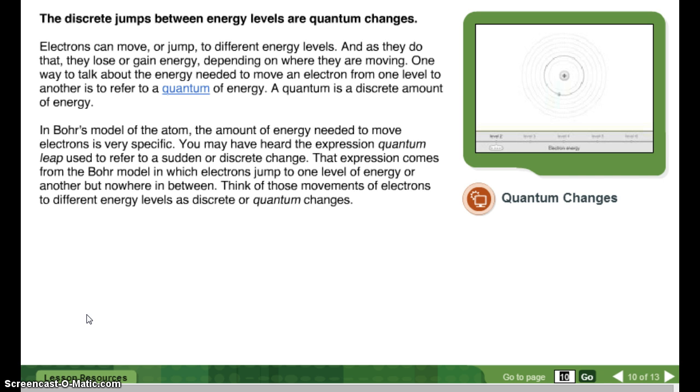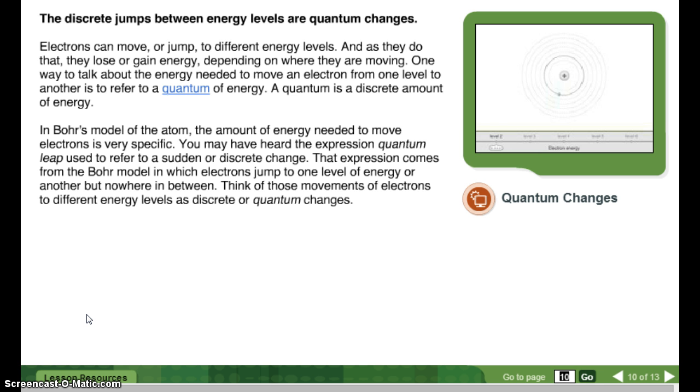One way to talk about the energy needed to move an electron from one level to another is to refer to a quantum of energy. A quantum is a discrete or specific amount of energy. In Bohr's model of the atom, the amount of energy needed to move electrons is very specific.